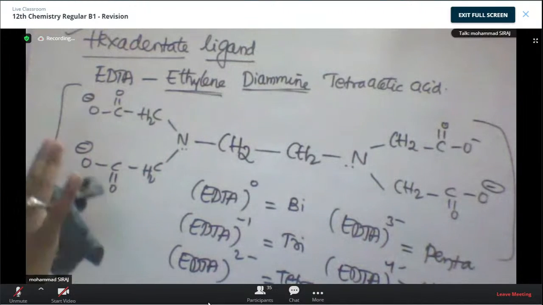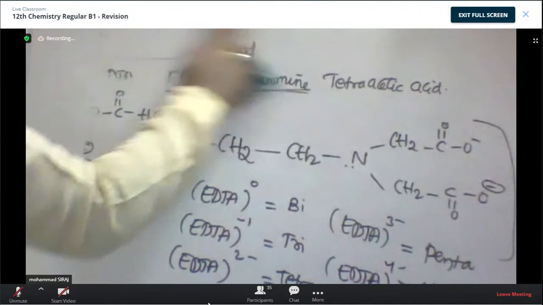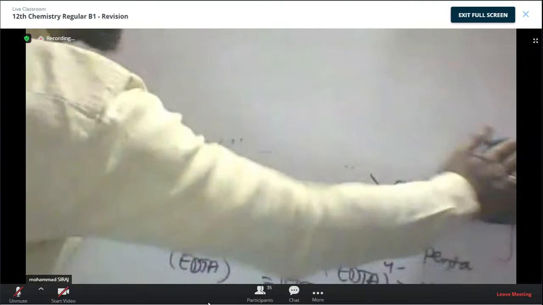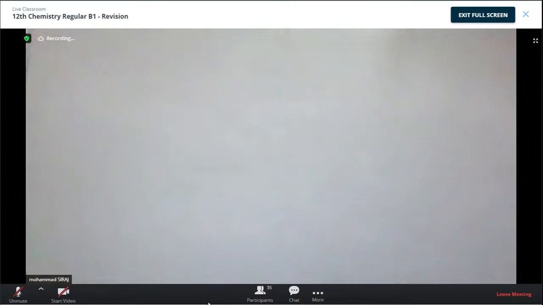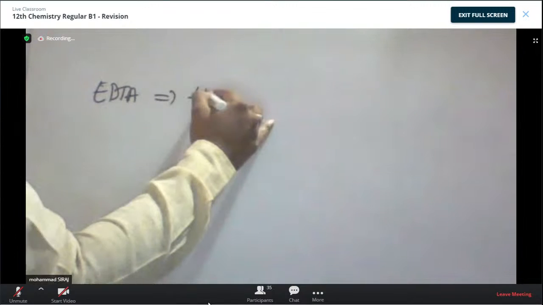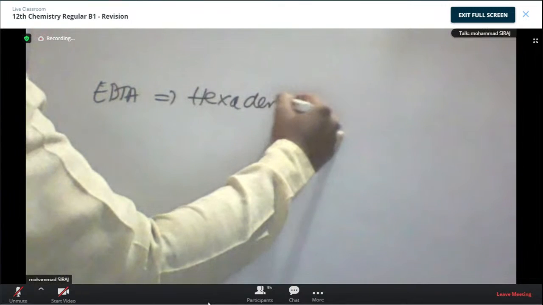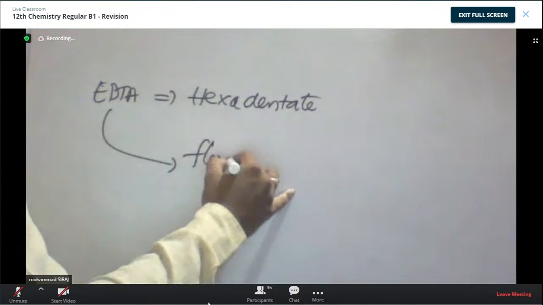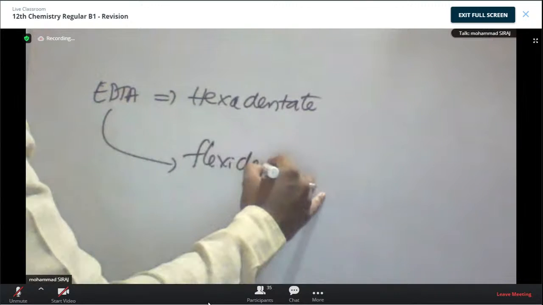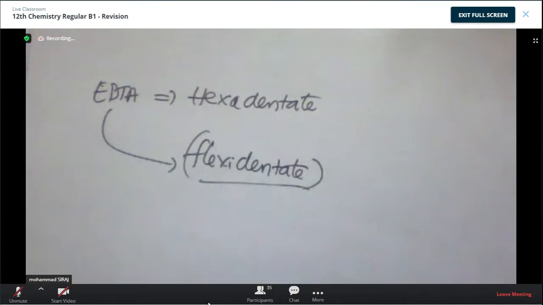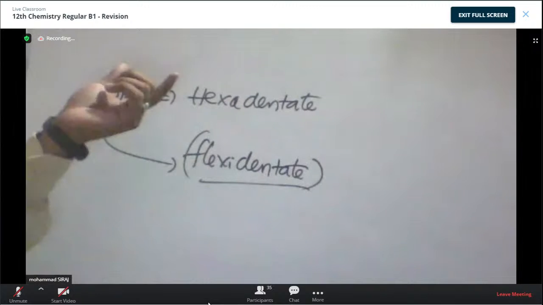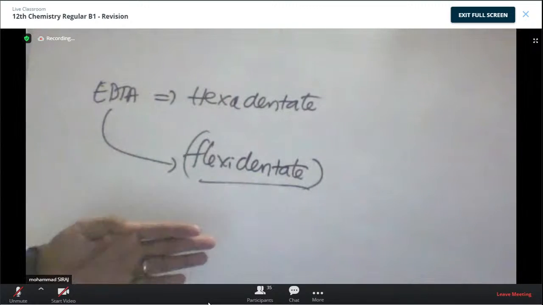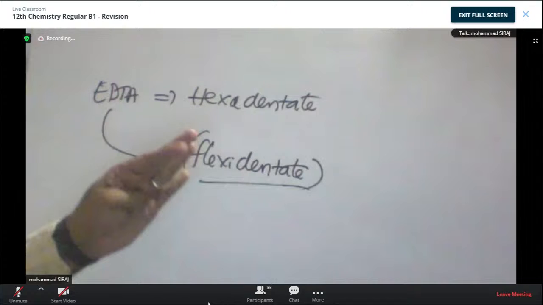Okay, that's why EDTA is having one name. What is the name your EDTA is having? Normally EDTA is a hexadentate ligand, but the other name of EDTA is that it acts as a flexidentate ligand. What is meant by flexi? It can adjust in any situation. Sometimes it acts as bi, sometimes tri, sometimes tetra, sometimes penta, sometimes hexadentate ligand.